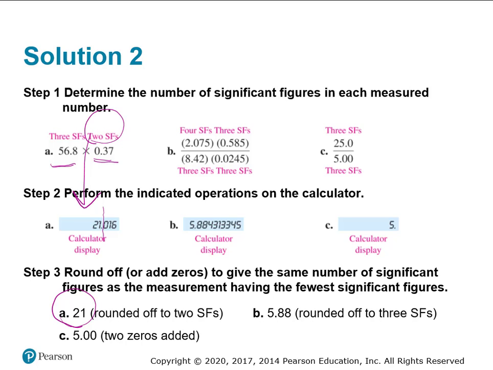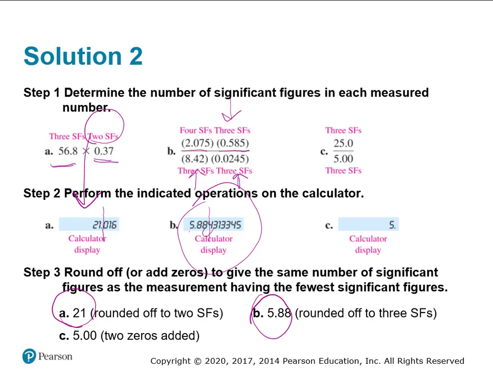For part B, I did my 4 sig figs times 0.585, which is 3 sig figs. So obviously my final answer can only have 3 sig figs. This is what your calculator will tell you after you plug and chug. 1, 2, 3, it would be after that 8. That 4 will not do anything to it, leaving it at 5.88.